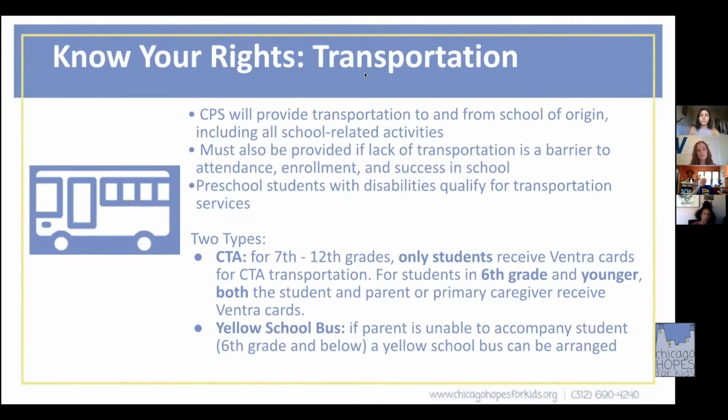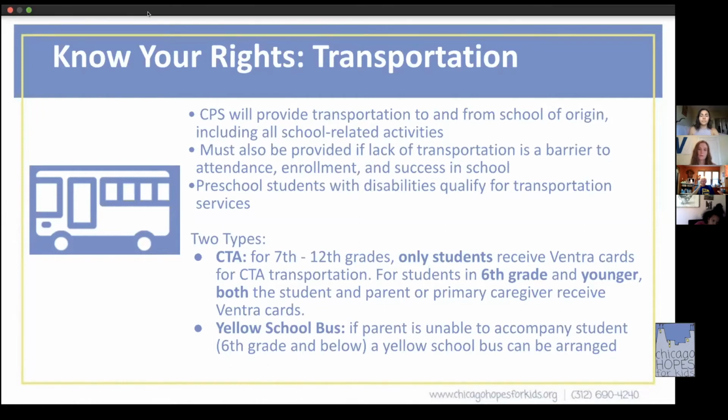For students 7th through 12th grade, they can receive Ventra cards for transportation, but if they're 6th grade and younger, both the student and the primary caregiver will receive Ventra cards. And if the parent, for whatever reason, cannot accompany the student, if they're 6th grade and below, on CTA, then a yellow school bus can be an option for them as well.